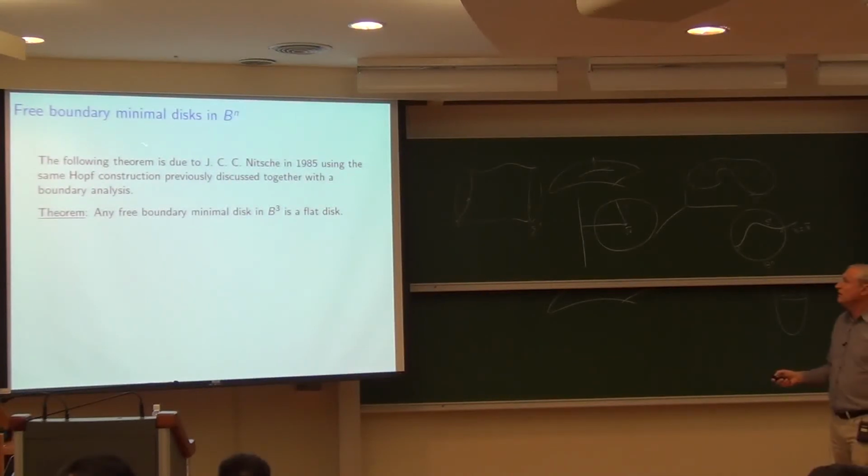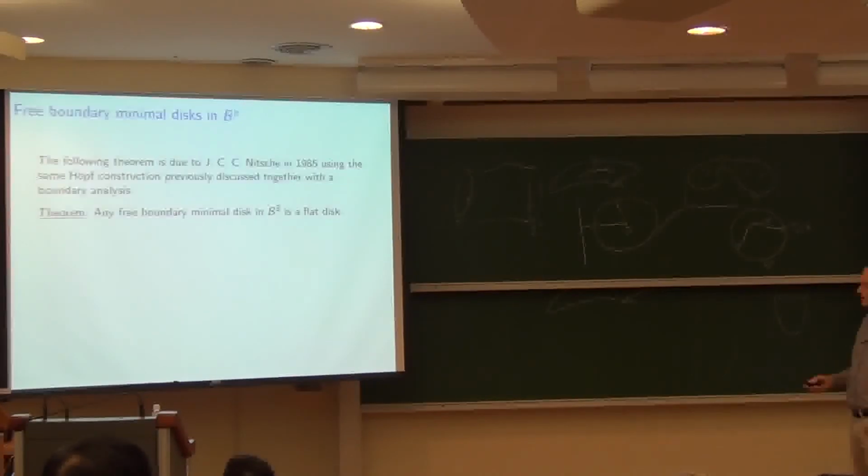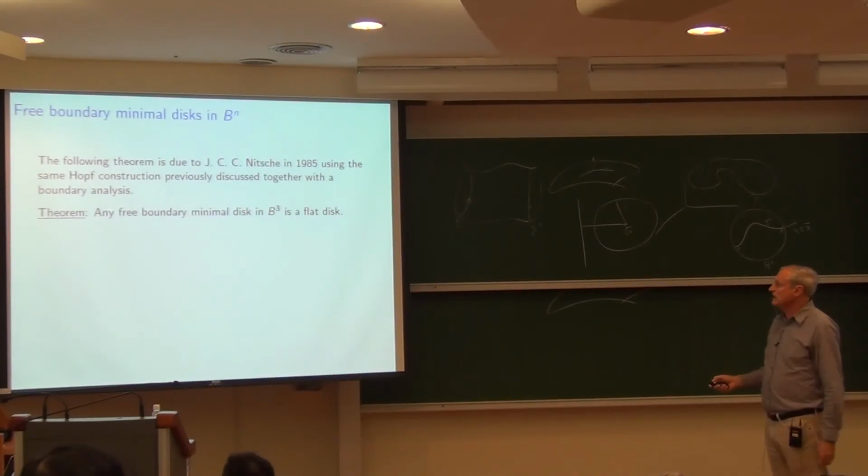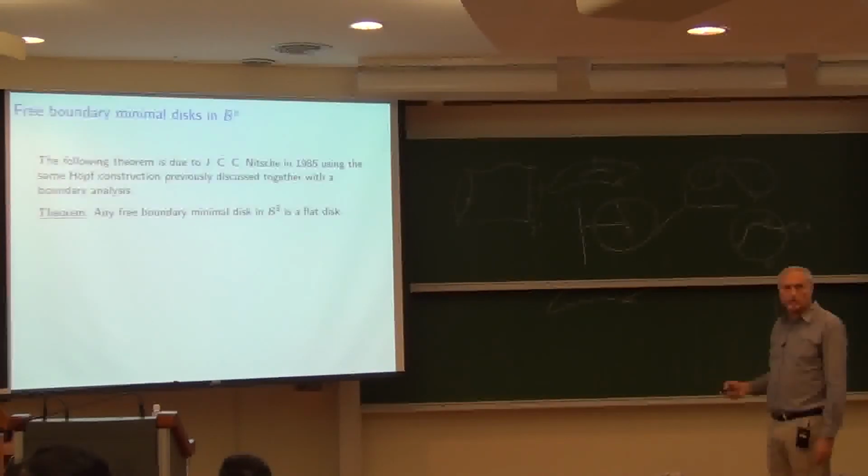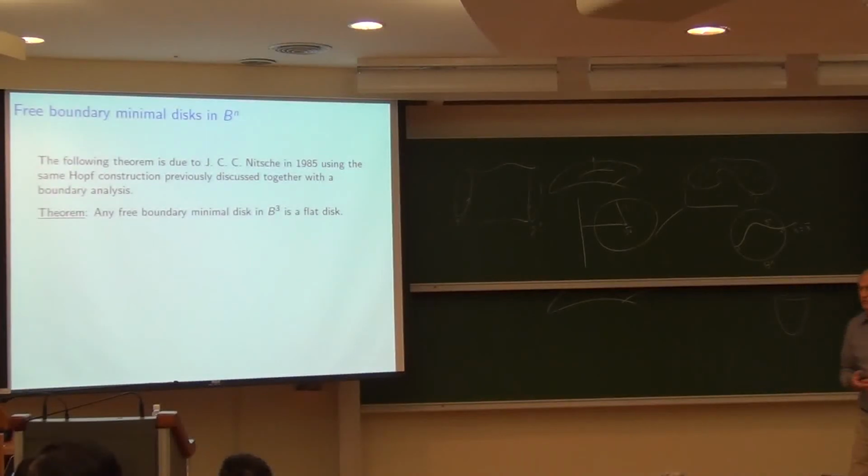the analog of that. So there's again a relatively old theorem, it goes back to 1985 by Nitsche, which is again the analog of the Hopf-Almgren theorem. So it uses the same basic Hopf construction, so it uses complex analytic methods, together with the boundary analysis, of course. So the consequence of Nitsche's theorem is that any free boundary minimal disk in B^3 is a flat disk. That's true.